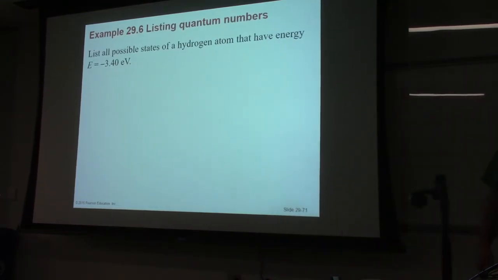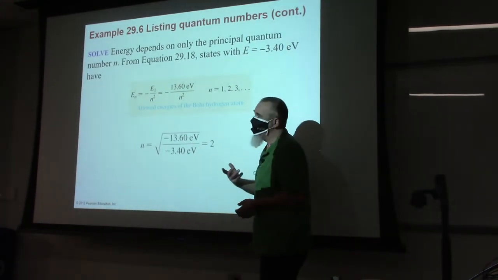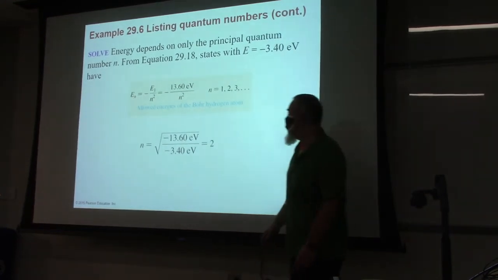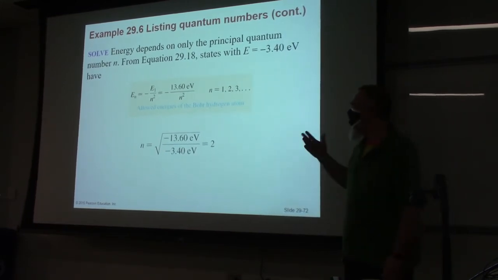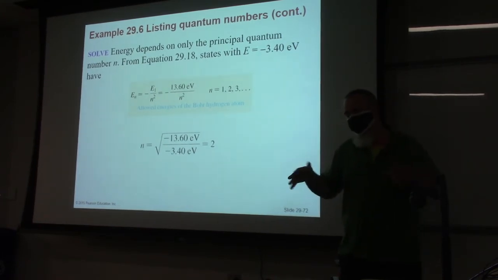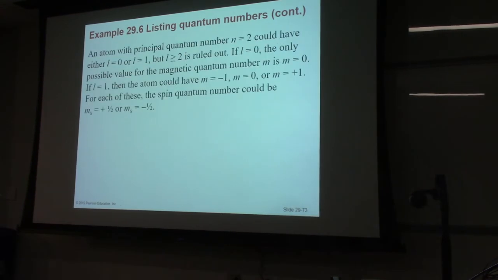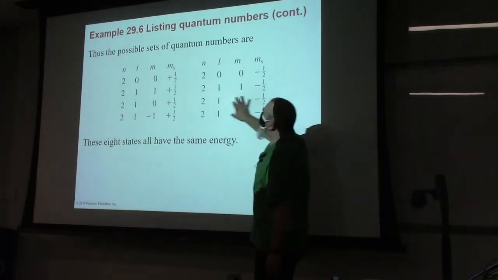So here it says list all the possible states of hydrogen that have energy -3.4 eV. So negative 3.4, you can either look at the table and know what n is, or you could use this formula to figure out n. This means n is 2. That means l can be 1 or 0. When l is 1, m could be 1, 0, or negative 1, and each of those has a plus or minus half. I think on the next screen there might be a picture of all of this. Yeah. So these are the 8 possible states.